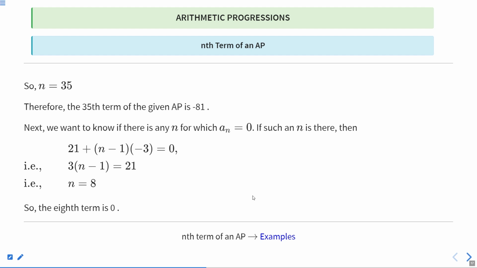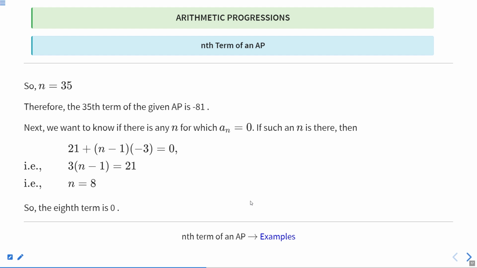Our next question is whether any term is actually 0. We want to know if there is any n for which an is equal to 0. If such an n exists, then 21 plus n minus 1 times minus 3 is equal to 0. Here we get this equation, and now we can simplify it.